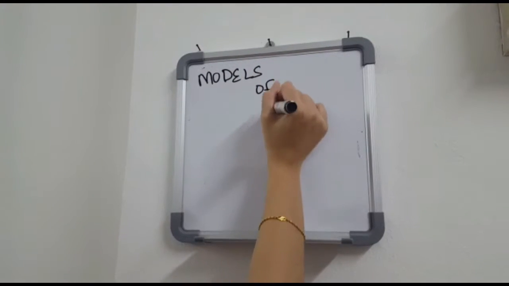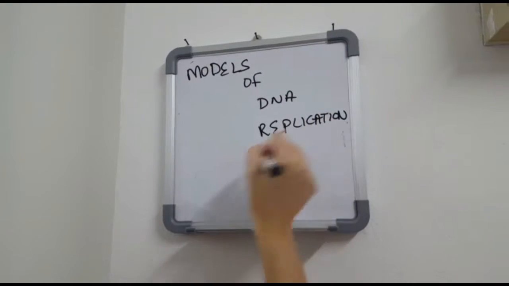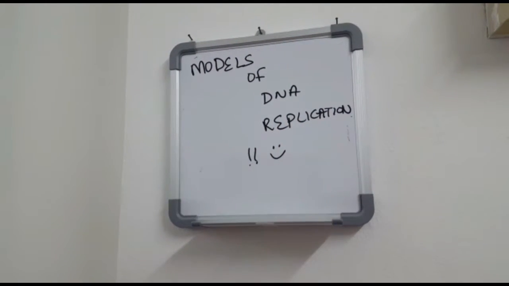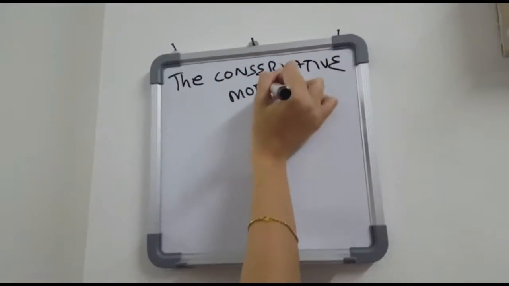Hey guys, in this video we'll be talking about the models of DNA replication. There are three proposed models for DNA replication, and the first model is the conservative model.